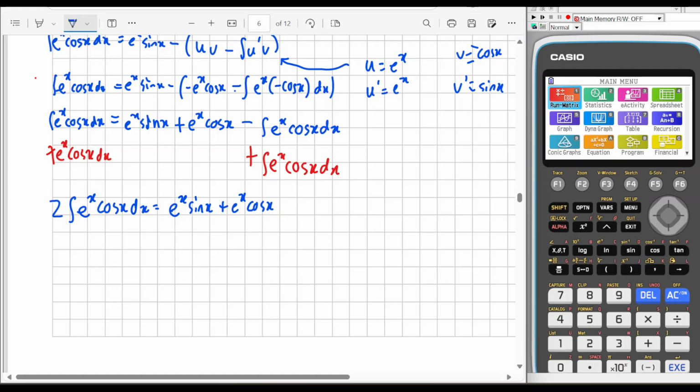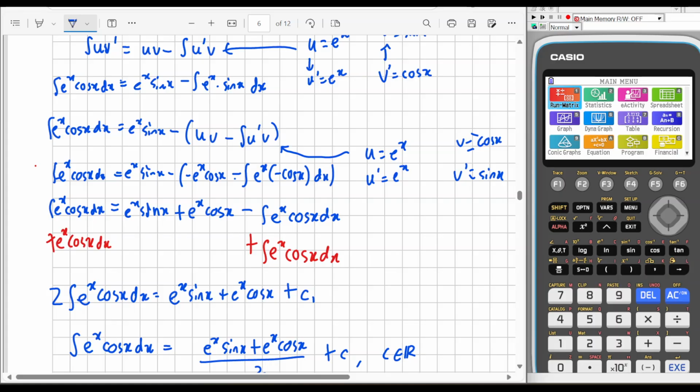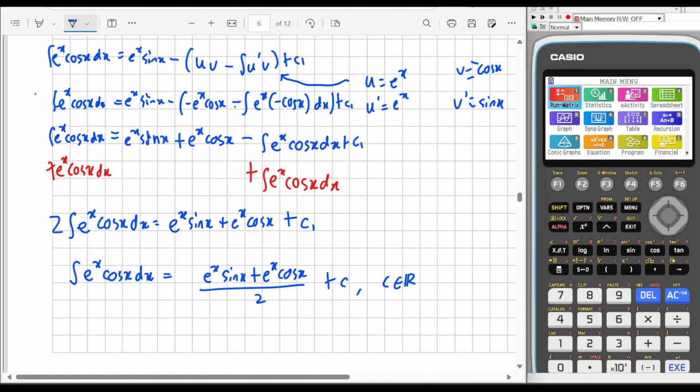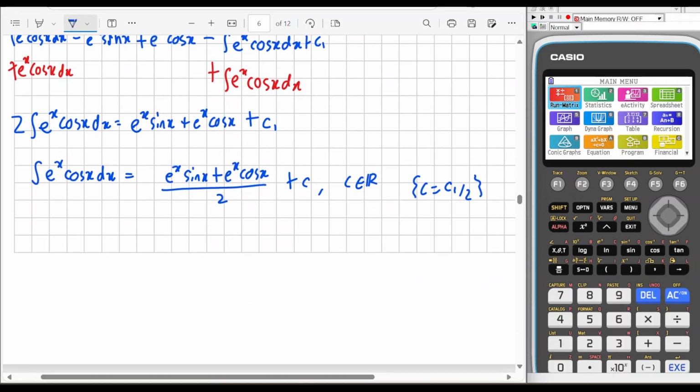We really should have a plus c. I'll add all that in later. And then that would give us e to the x cos of x is half of all that. So e to the x sine of x plus e to the x cos of x all over 2. I'll put a plus c at the end. This would be a different c, so I'm just going to call it c1. And then we can have plus c1 all the way up through here. So plus c1, plus c1, plus c1, plus c1. And the reason the c is different here is because I've halved it. So c is c1 over 2. Okay, so that's how we deal with that. Pretty awful process, but we did it.